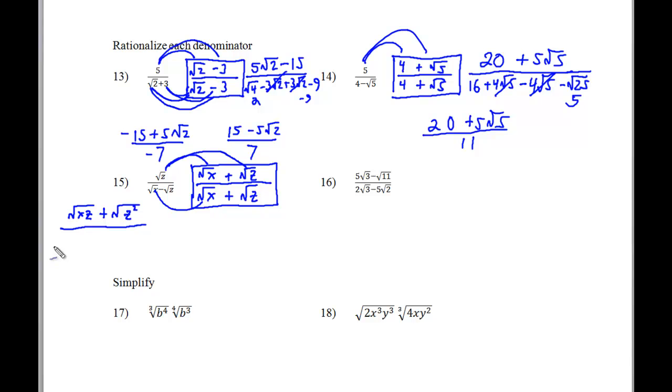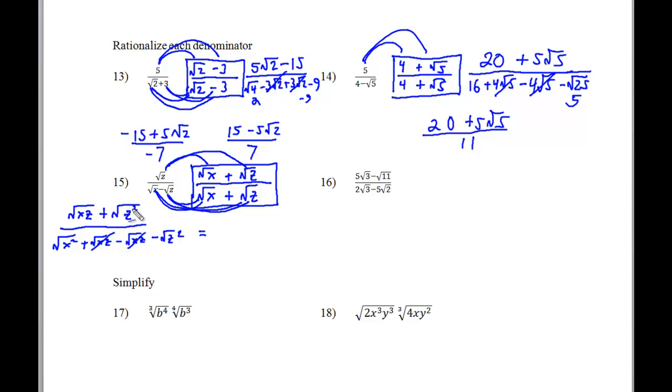The square root of x times square root of x is square root of x squared. Square root of x and square root of z is positive square root of xz. Negative square root of z and square root of x is negative square root of xz. And then negative times the negative square root of z and the square root of z is negative square root of z squared. Now these middle two terms simplify.